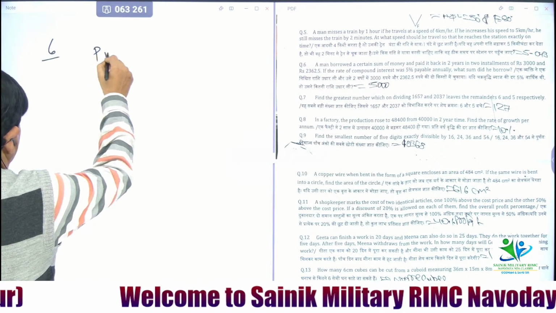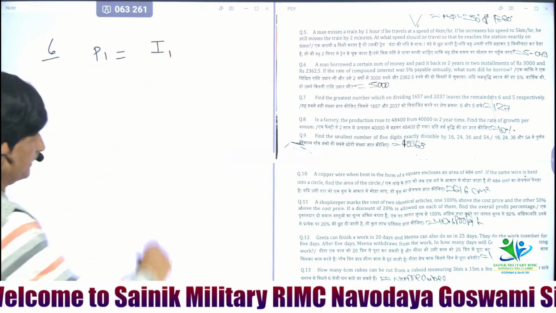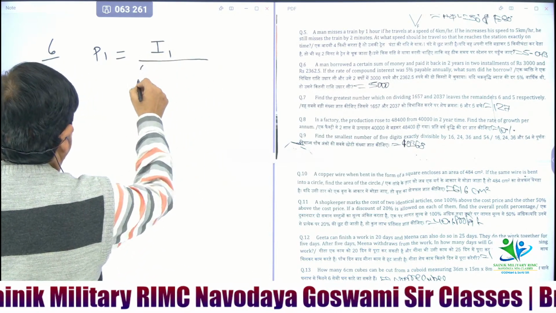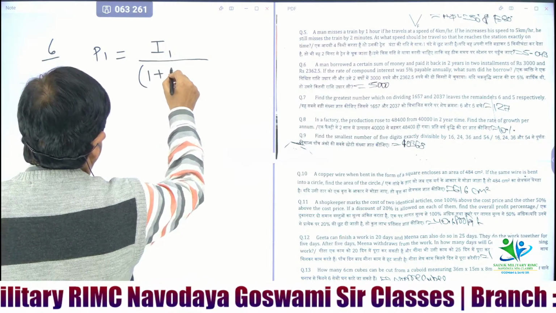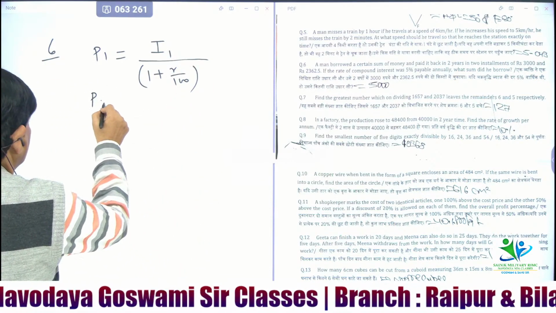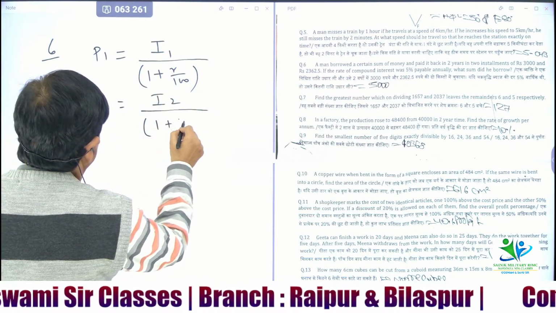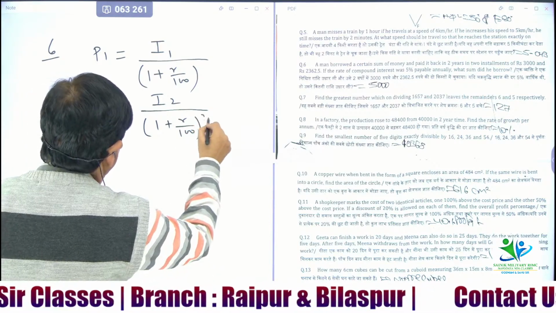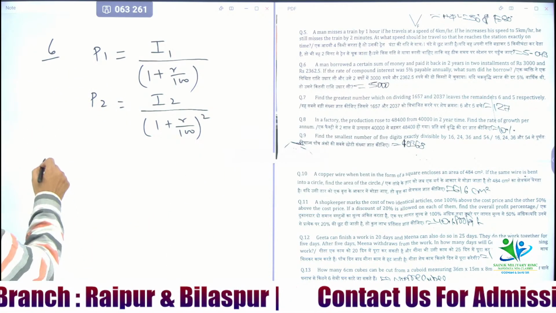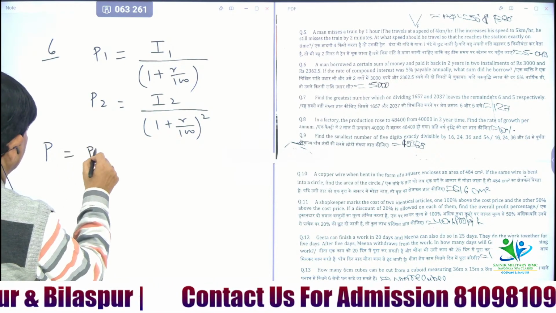Principal P1, the first principal, for the first installment I1. I1 stands for the first installment, that is I1 divided by 1 plus R upon 100. And P2 is equal to I2, the second installment, divided by (1 plus R by 100) square. You have to find the value of P1 plus P2. You have to find the value of principal P, that is P1 plus P2.